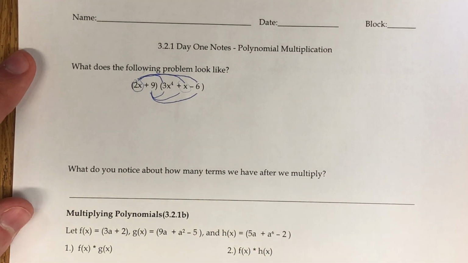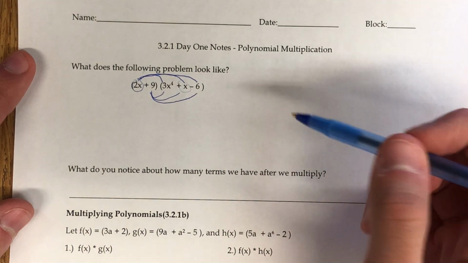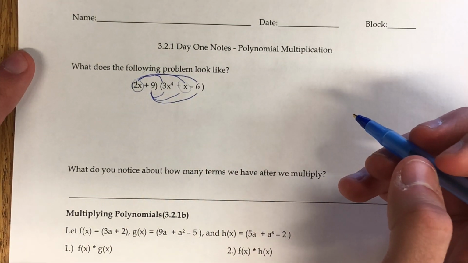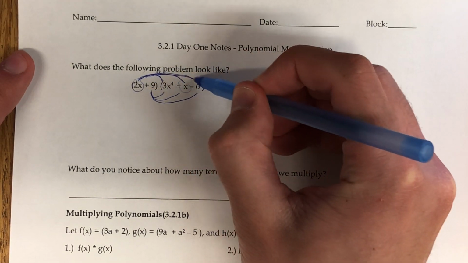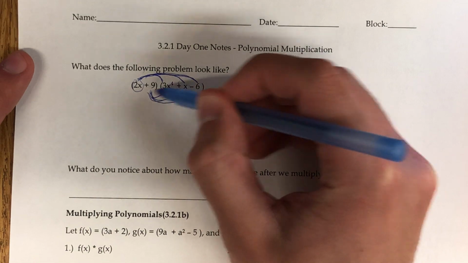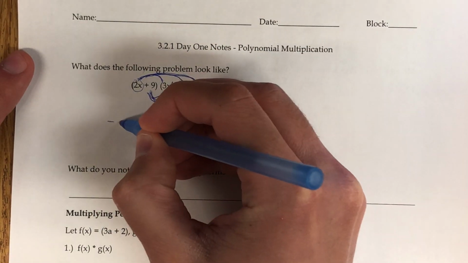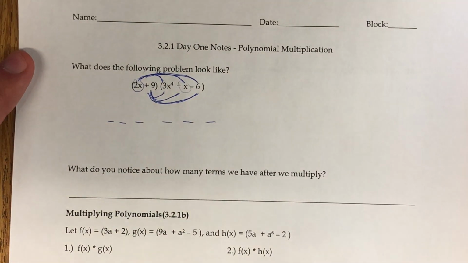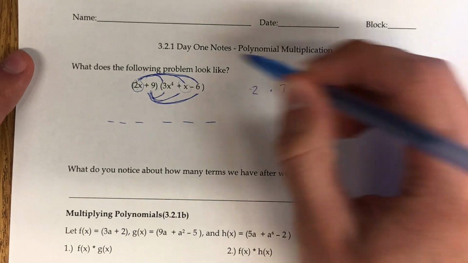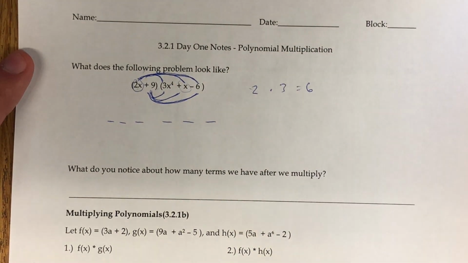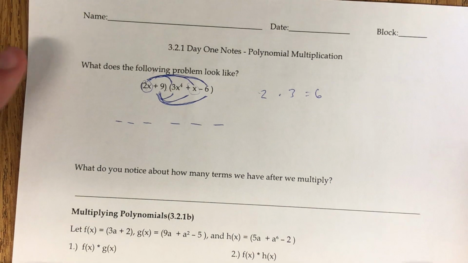And you'll notice when we multiply, we can look and see you have 1, 2, 3, 4, 5, 6. We are going to get 6 terms when we multiply. You can always see how many terms you have by multiplying the number of terms. We have 2 times 3, or 6 total terms. So let's just jump right into it.